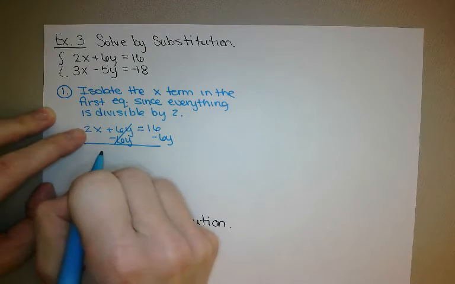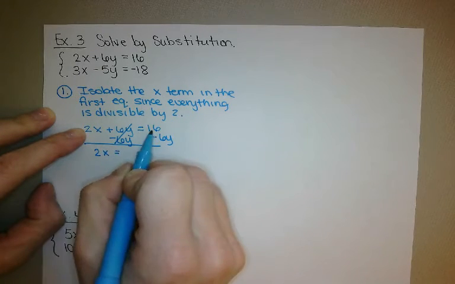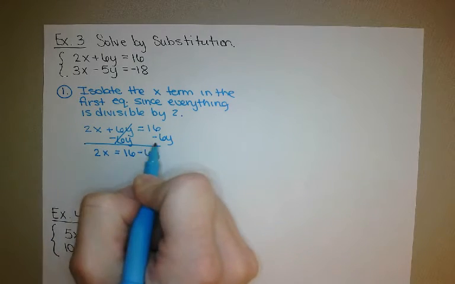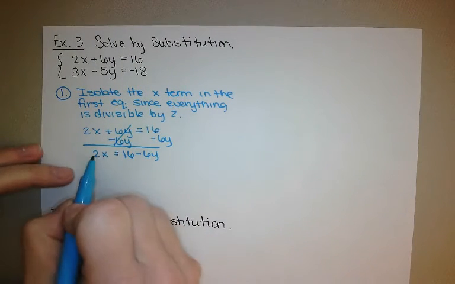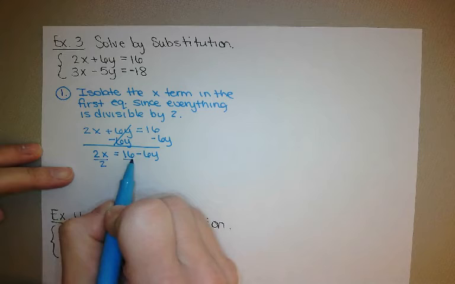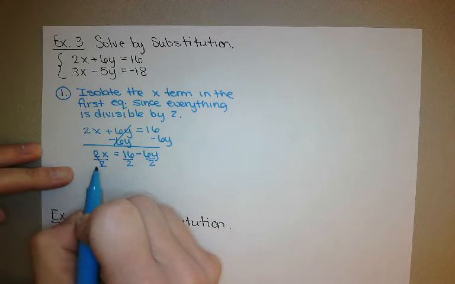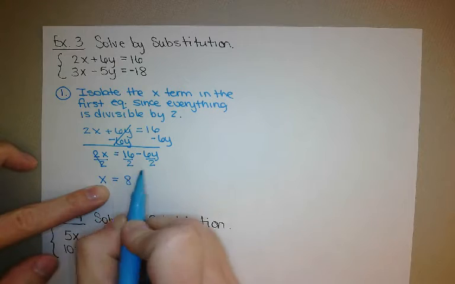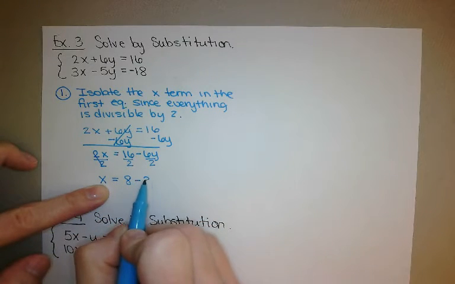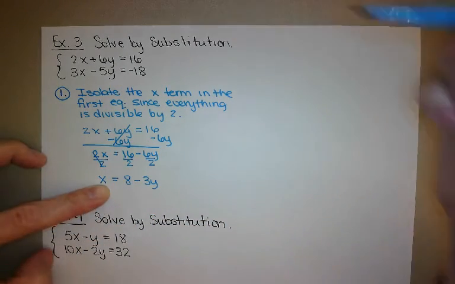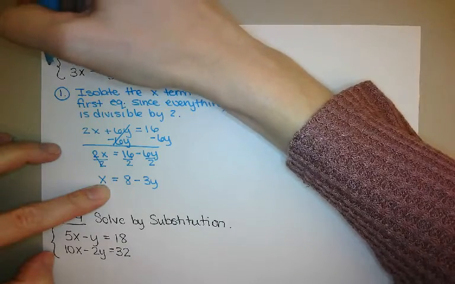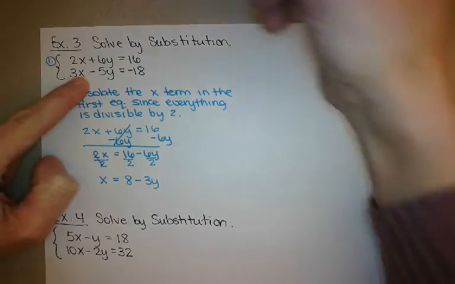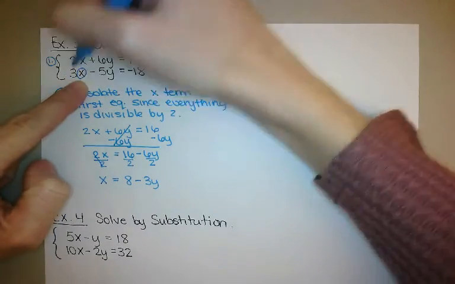That way that cancels out to 0, and I'm left with 2x equals 16 minus 6y. If you wanted to write it -6y plus 16, that's fine. Inverse of multiplication is division, so I'm going to divide each term by 2. And now I have my variable isolated. I have x equals 16 divided by 2 is 8. -6y divided by 2 is -3y. So since we used the first equation, I want to substitute this expression into the x on the other equation. So I'm going to substitute it in here.